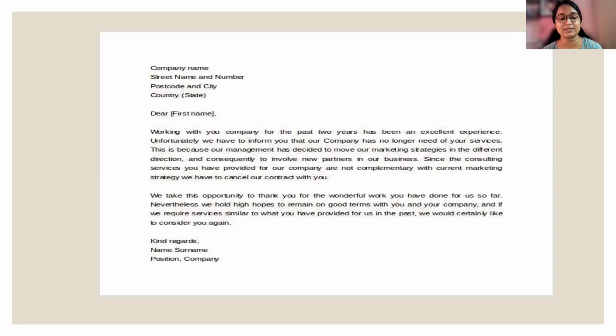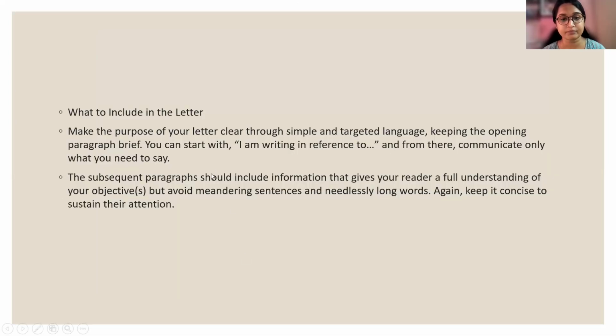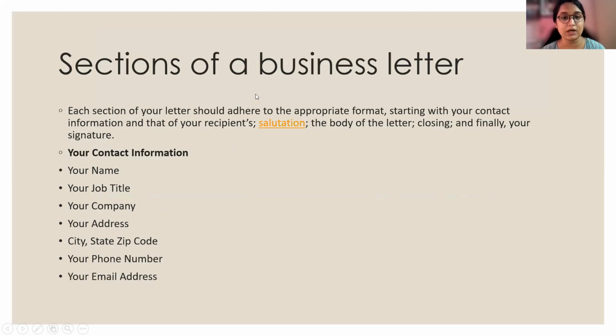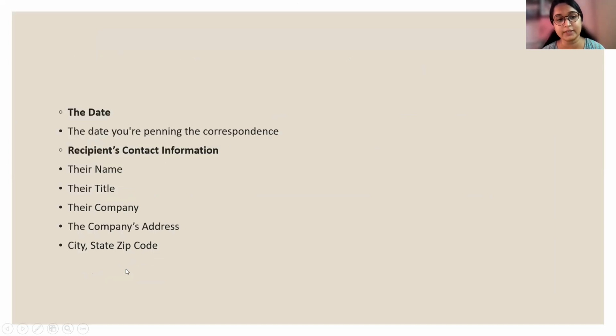So you already discussed that, and this is the format of a business letter. First, you have to write the company name, street name, address. Then the subject. I told you you have to add the subject. Then you have to add the salutation, then the body, and then the finishing part. Now, all these things are already discussed. These things you have to include in your letter.